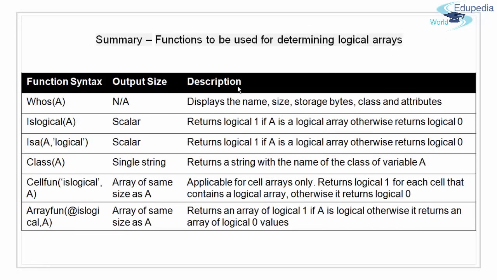So here I have summarized the functions that we can use to determine logical arrays. So we have the whos function, we have the islogical function, we have the isa function, we have the class function, we have the isfloat function, and we have the isarray function. The most common ones used are whos, islogical, isa, and class. You can clearly read it here or you can refer to the help documentation for the same.